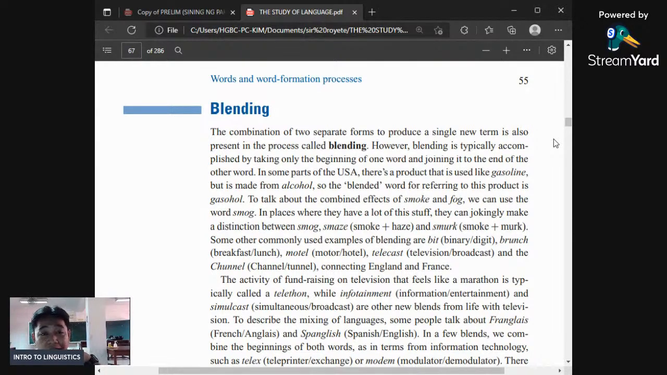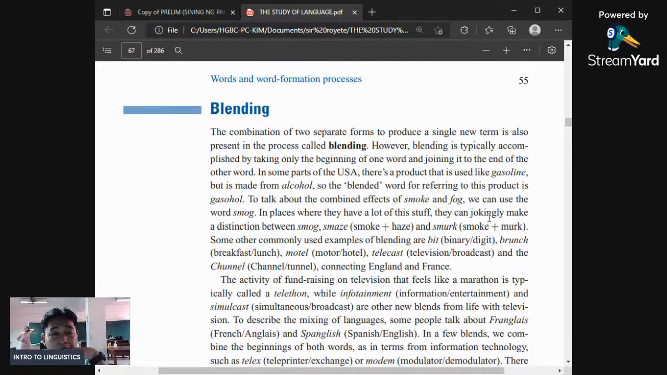For example, gasoline plus alcohol. Right, so when we try to blend it, we take the first part of the word gasoline, it's gas, plus the last part of the word alcohol, it's hol. So when we combine those, the product of the blended word would be gasohol. Right? Smoke and fog, usually we know this one, it's smog. Smoke plus fog, nagiging smog. Right? So for example, places where they have a lot of smog, they can jokingly make a distinction between smog and smaze. Smoke plus haze, smaze. Smoke plus mirk, smirk. Alright? Aside from smog.